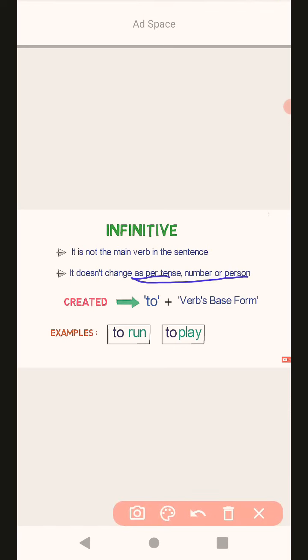Okay, and how is it created? It is created by adding to to verb 1. If you add to to verb 1, like to run, to play, it becomes your infinitive. And one more thing, you should be very careful that it does not function as a verb in a sentence. And the second thing, children, please be very careful, it does not change as per tense, number or person. It remains the same. If it changes, that means it is not non-finite, it is a finite verb.